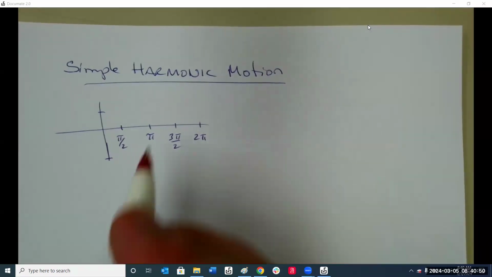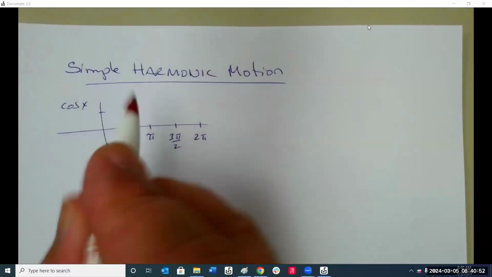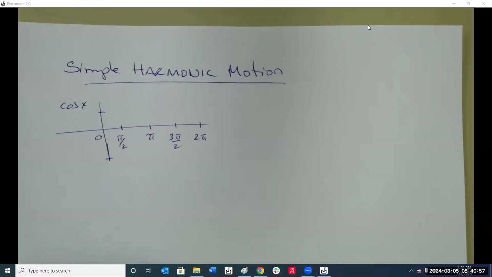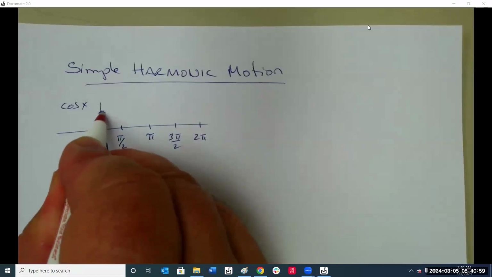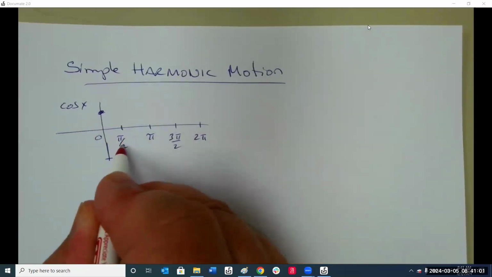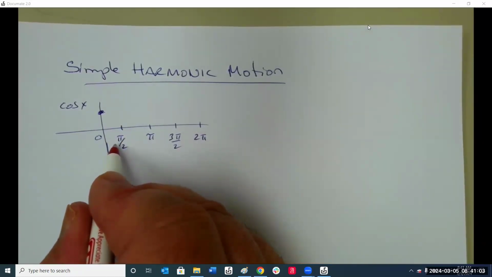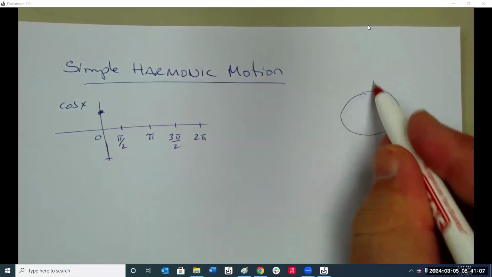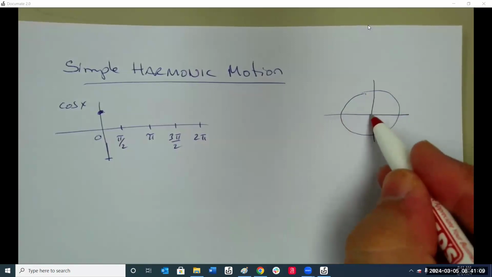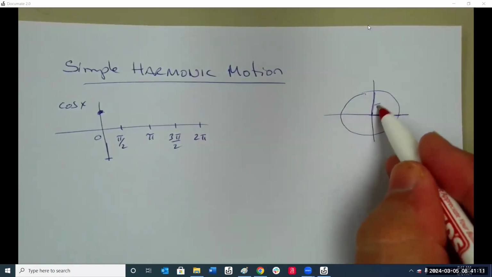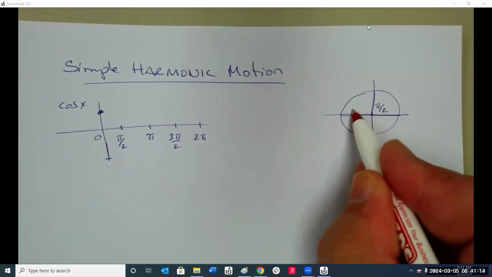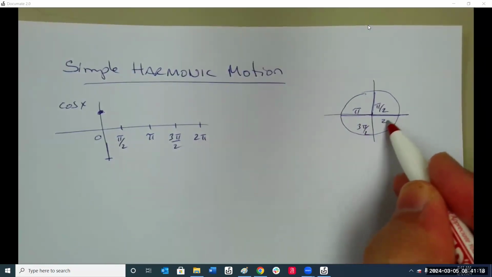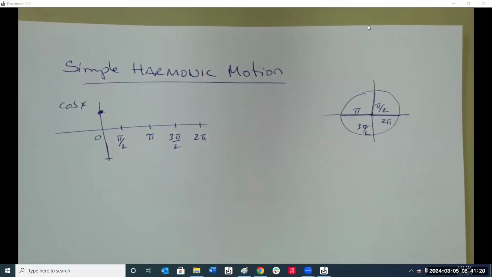So let's look at the cosine function. At 0, what is cosine of 0? 1. Cosine of pi over 2? Make it easier for you here. This is 0 degrees. This is pi over 2. This is pi. This is 3 pi over 2. And that complete circle is 2 pi.